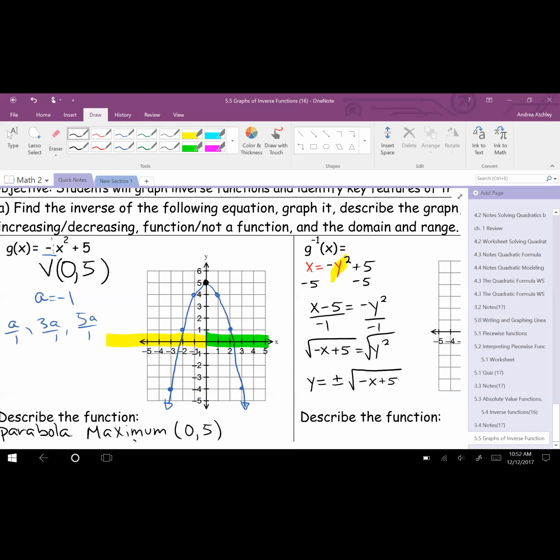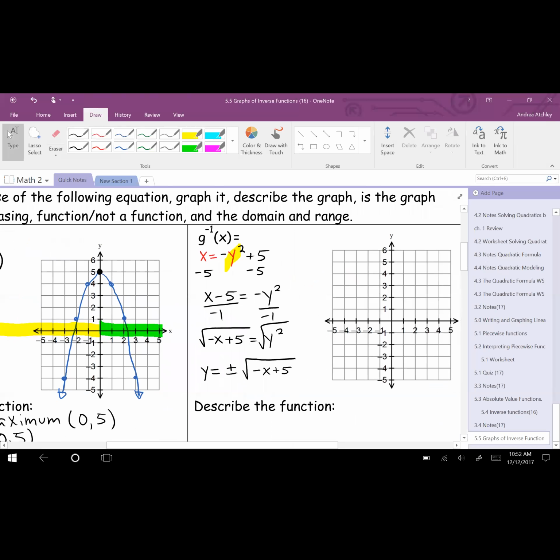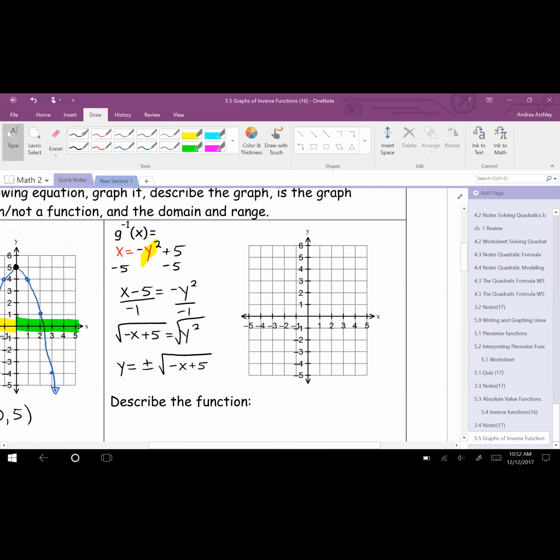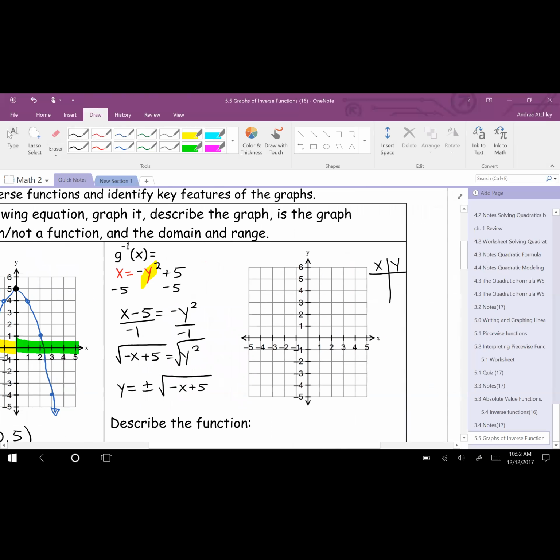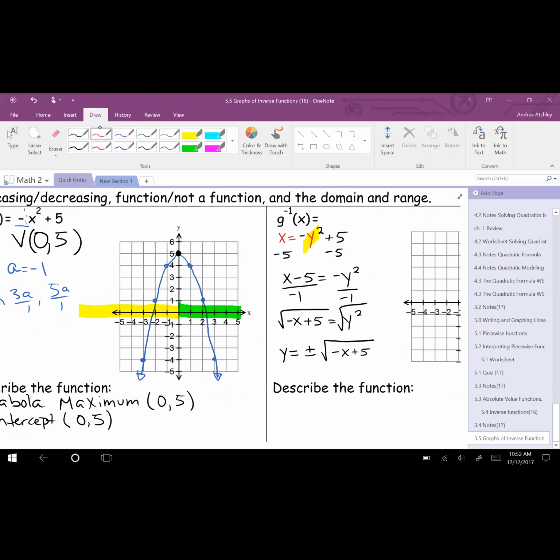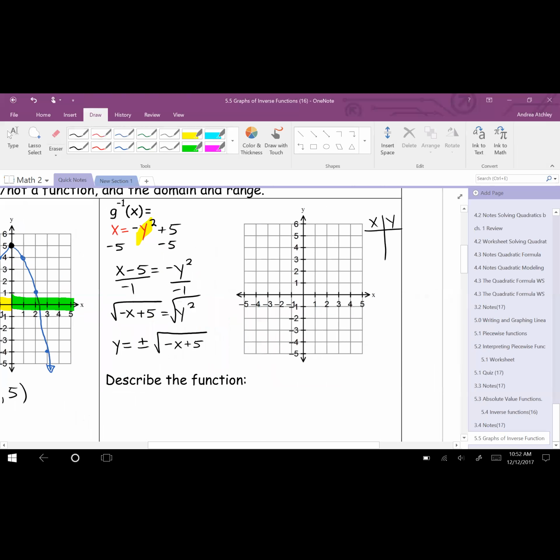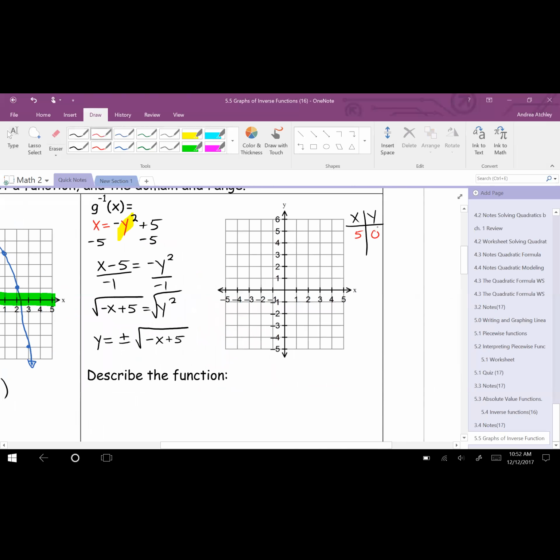Now, we haven't learned how to graph radicals. You will learn how to do that next year in Math 3. So we're not going to try and graph that. We're going to take our ordered pairs and graph the inverse of these ordered pairs. So my x and my y. So the first one that's going to be easy is the vertex. Remember, I switched the x and y. So my vertex on my inverse is going to be 5 and 0. So I'm going to go where x is 5 and y is 0.